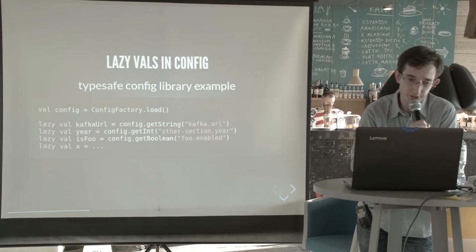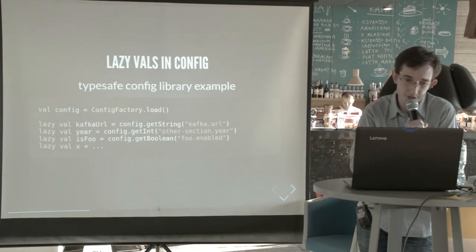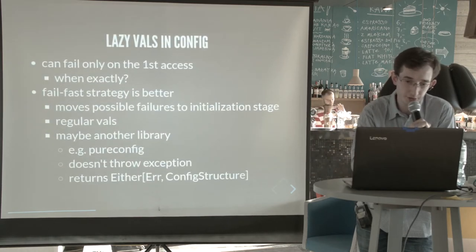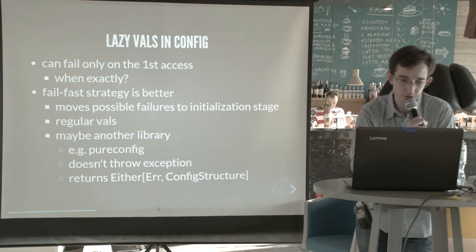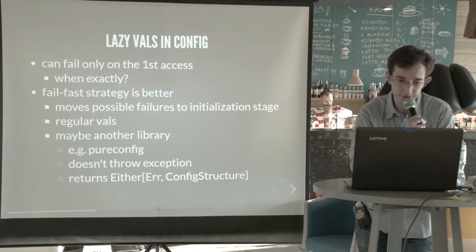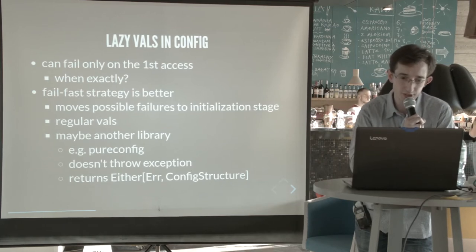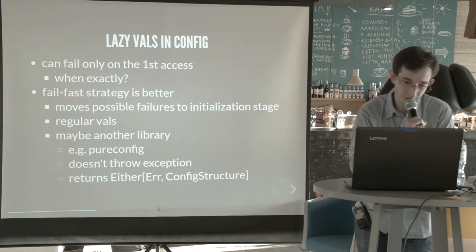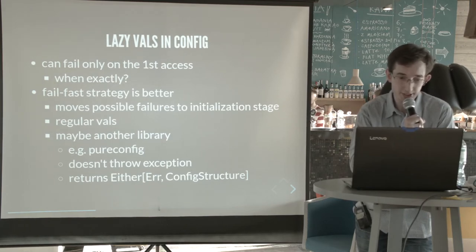Each line will be evaluated on first access. It means that you will not know about a configuration problem until the first access, the first usage of the variable. Imagine an application with an HTTP server with several endpoints. When a request comes to a specific endpoint, it then handles it. And in order to handle the request, a config value needs to be accessed. It is the first time the request comes. Then the appropriate lazy val from config is accessed also for the first time, and it may fail at that moment.